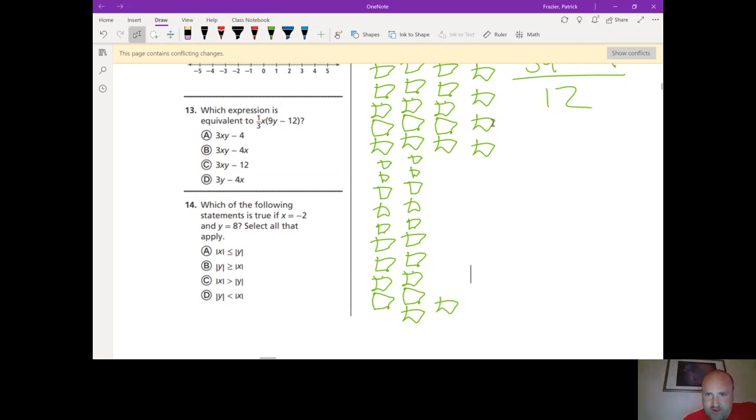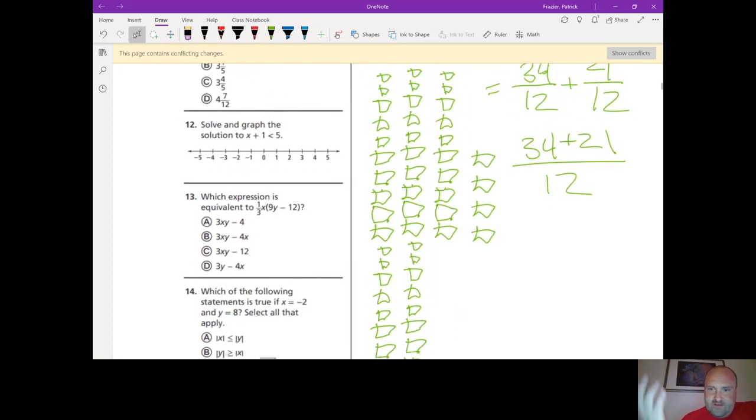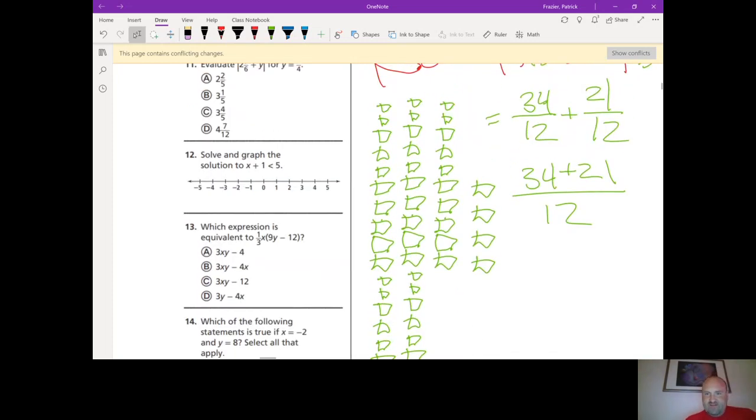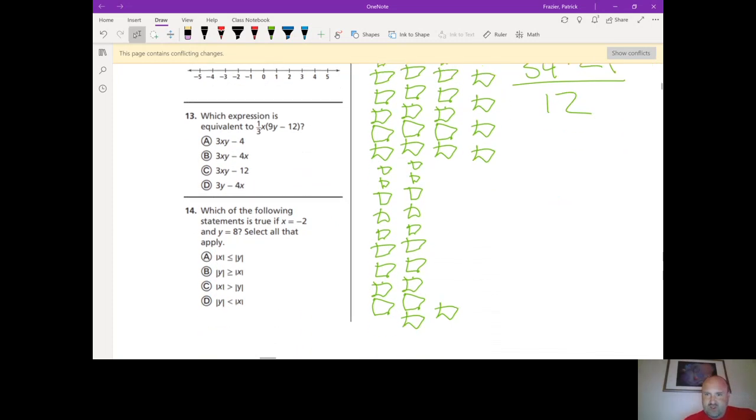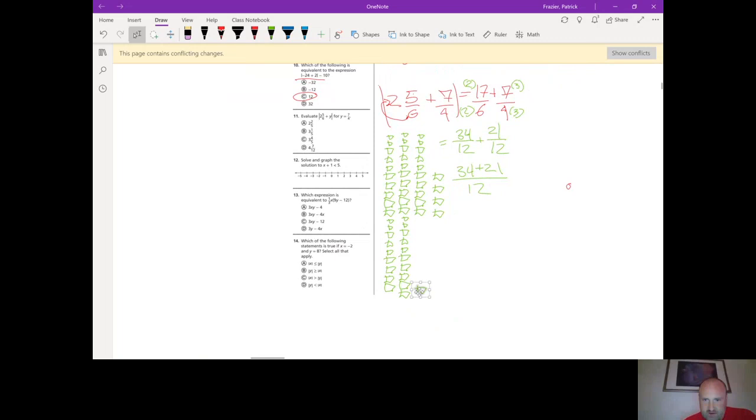adding these up. 30 plus 2 tens is 50, just like 3 plus 2 is 5, but it's 50. And then 4 plus 1 is 5, so it's 55. Which you could also reimagine as taking that whole thing down like this.